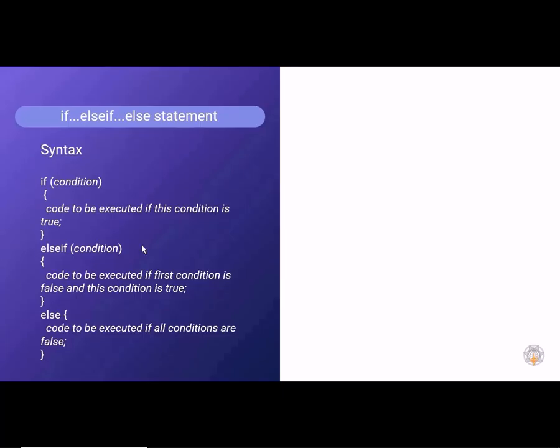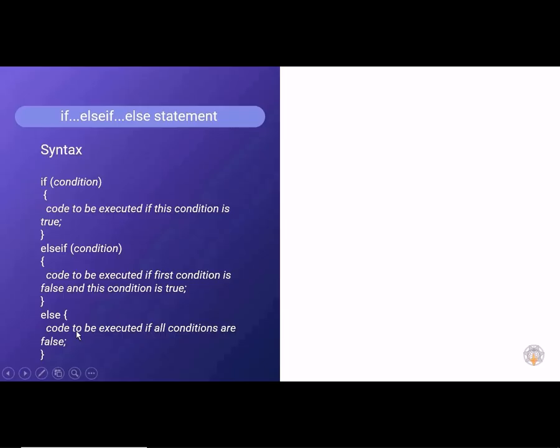First, we check the if condition. If this condition is true, then it will execute the if block. If this condition is false, then we will check the else if condition. Again, here we are checking another condition. If this condition is true, then this block will execute. Else, if both the conditions are false, then the else part will execute.